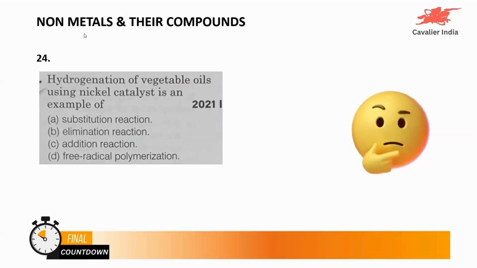In hydrogenation of vegetable oil, double bonds can be converted to single bonds. Unsaturated compounds can be converted to saturated compounds by the addition of hydrogen in the presence of nickel catalyst. Okay, so which is the answer? Which is the right option?